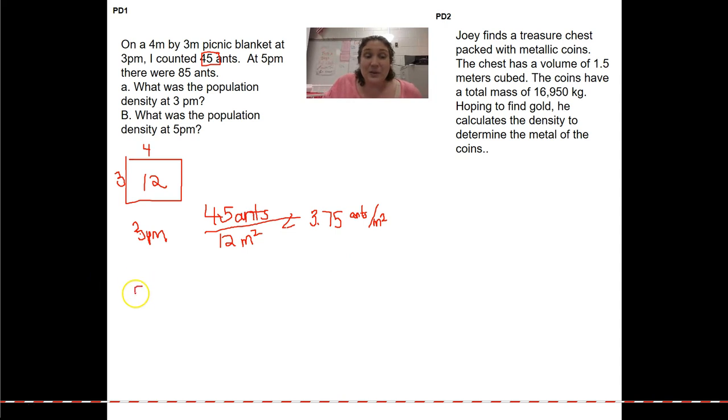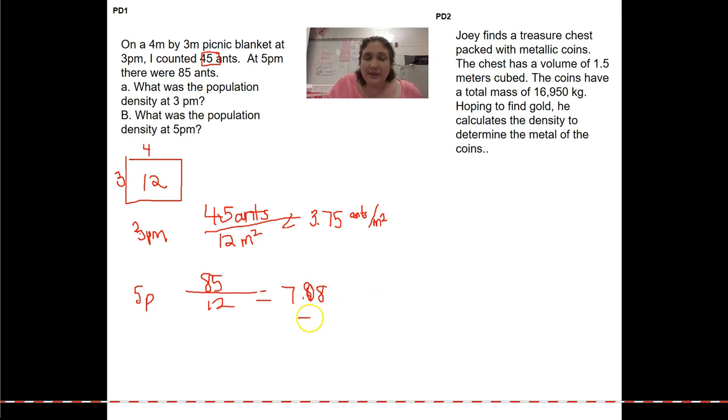So let's say then it asks us, what's 5 p.m.? Well, 5 p.m., it's the same idea. We're going to have 85 ants. Our blanket didn't change, so that'll still be 12. So I'm going to do 85 divided by 12 on my calculator and get 7.08.